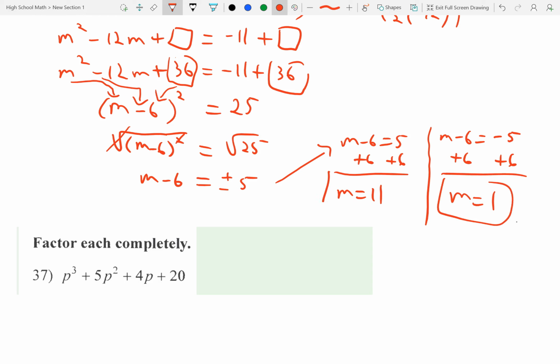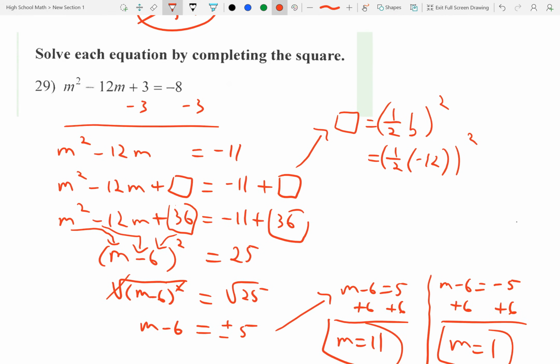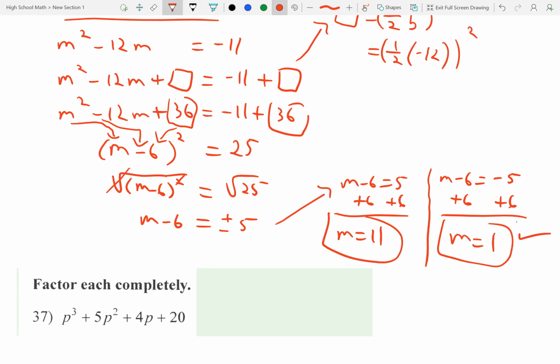I'm going to go ahead and see if we can verify this, m being 1 and 11. Substituting 1 in, you get 1 squared minus 12 times 1. That would be 1 minus 12 is negative 11, plus 3 is minus 8. That's true. That verifies 1. Similarly, we could verify 11.